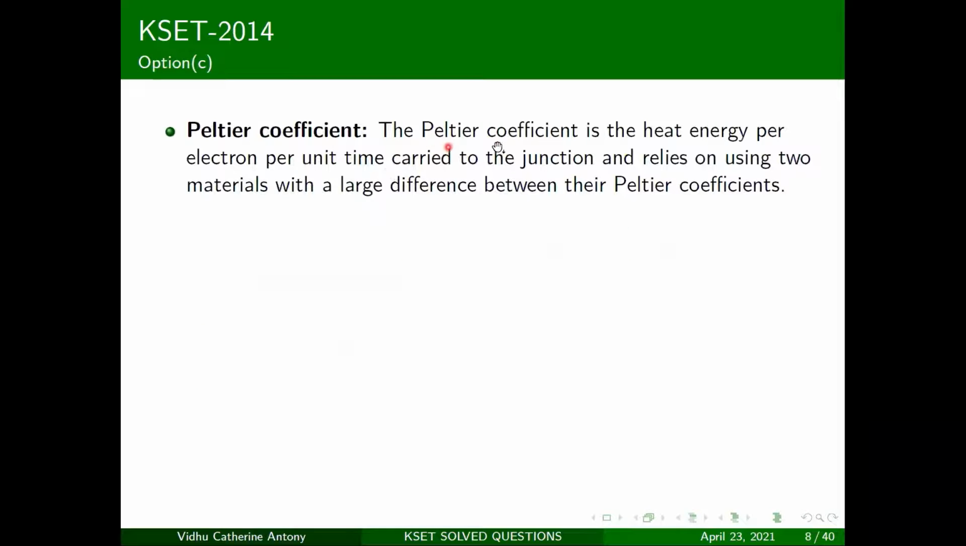So let's look at this. The Peltier coefficient is basically the heat energy per electron per unit time carried to the junction. Peltier coefficient, it's pronounced Peltier. The Peltier coefficient and the Seebeck coefficient. These two effects, the Peltier effect and the Seebeck effect, are basically the opposites of one another. One involves creating a potential difference, and the other involves creating the temperature difference that you have.